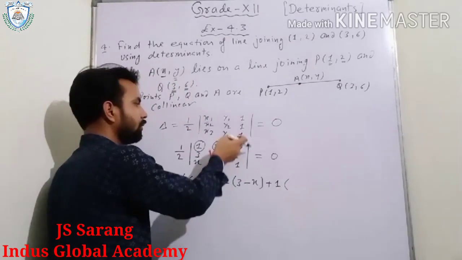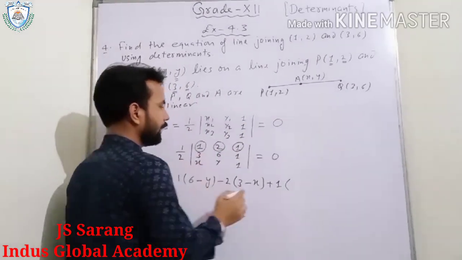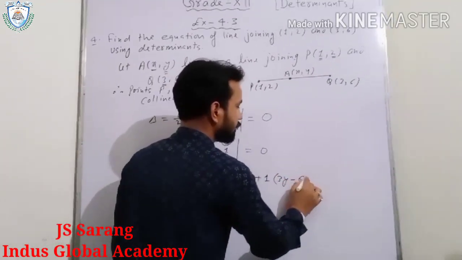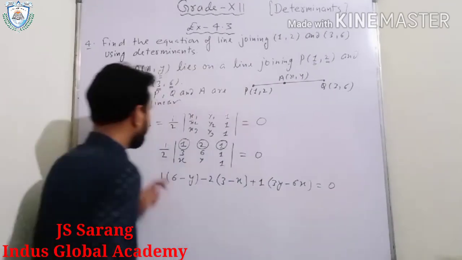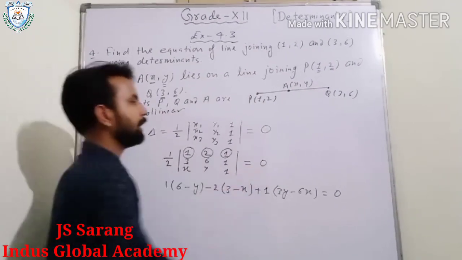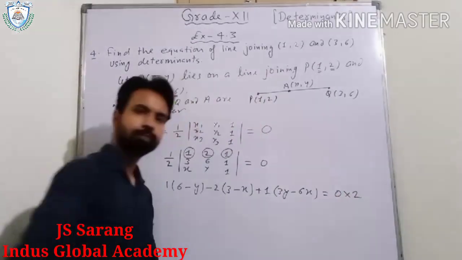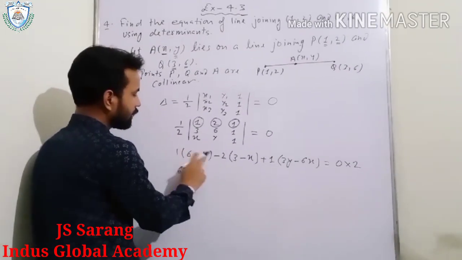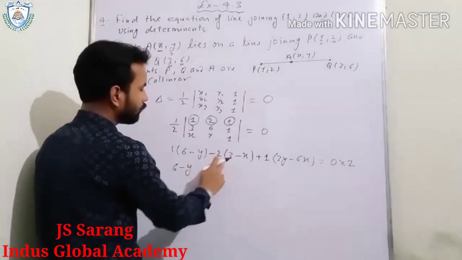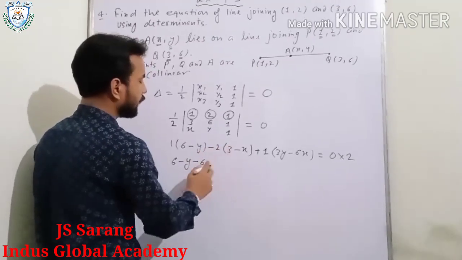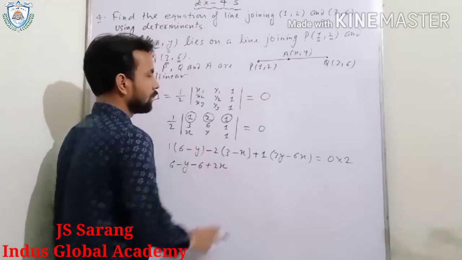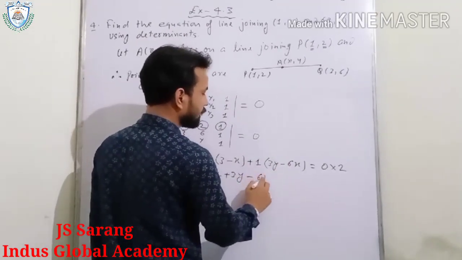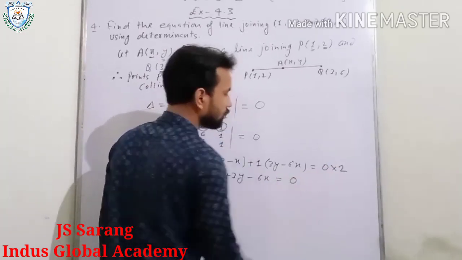We will hide first row, third column. So this is multiplied here, 3y. And x is multiplied by 6, so minus 6x equal to 0. This 2 is in the denominator, so it will move to the other side in multiplication of 0. Clear? Now we will solve this. 1 times 6 is 6 minus y. Minus 2 into 3 is minus 6. Minus 2 into minus x, that is plus 2x. Now 1 into 3y is 3y. And 1 into minus 6x is minus 6x, equal to 0 into 2, which gives you 0.